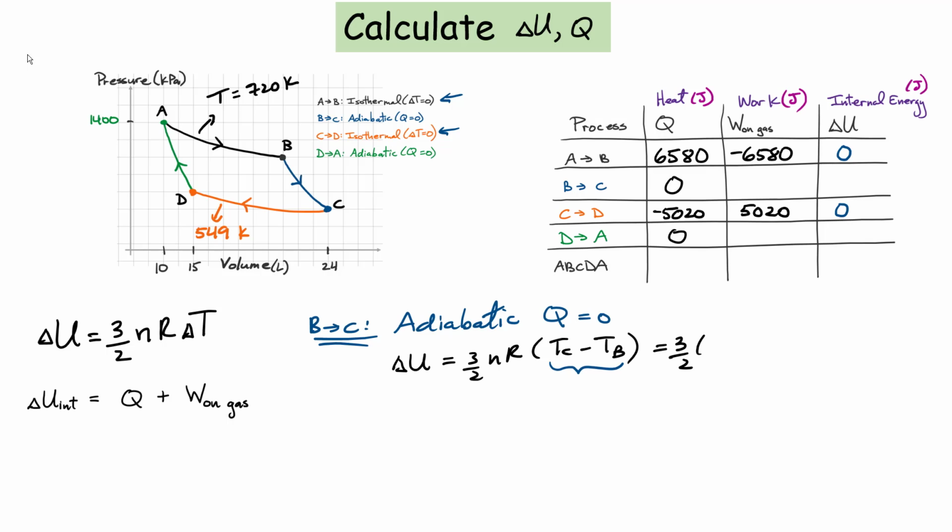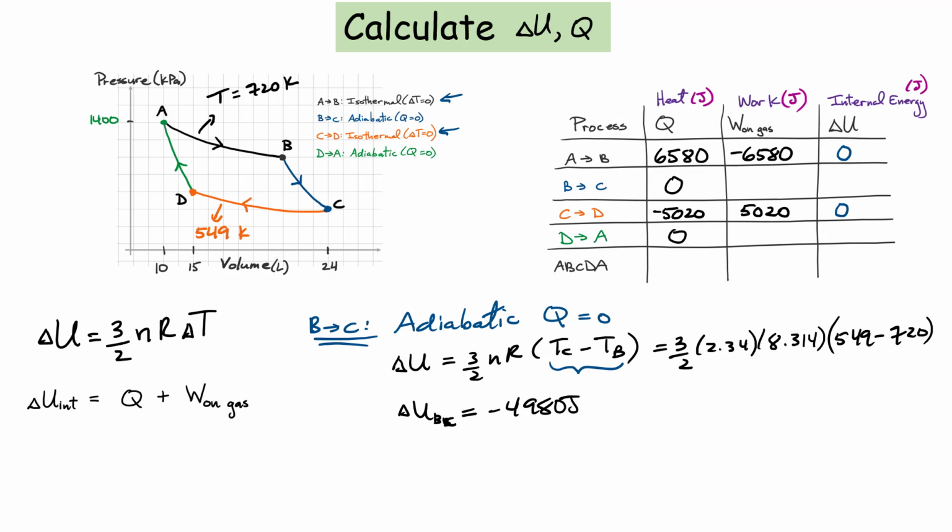Now we just substitute the numbers. You get 2.34 moles, the gas constant, and now just be careful here. TC is 549 minus 720 Kelvin. We have that the change in internal energy for the process BC gave me a value of minus 4,980, and that is measured in joules.